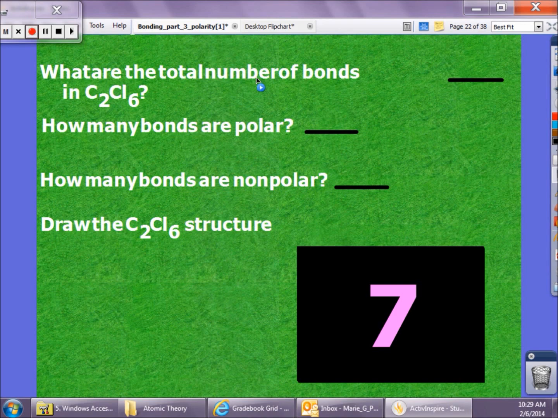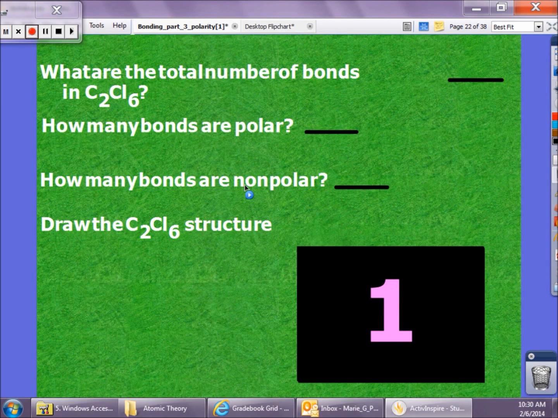How many of those bonds are polar? How would you answer that question? What is the difference in electronegativity between carbon and chlorine? You say 0.4, 0.5. What other bonds do you have? Carbon and carbon. So how many bonds are polar? 6. Let's see. You're right. How many are non-polar? One. The one between carbon and carbon is non-polar.